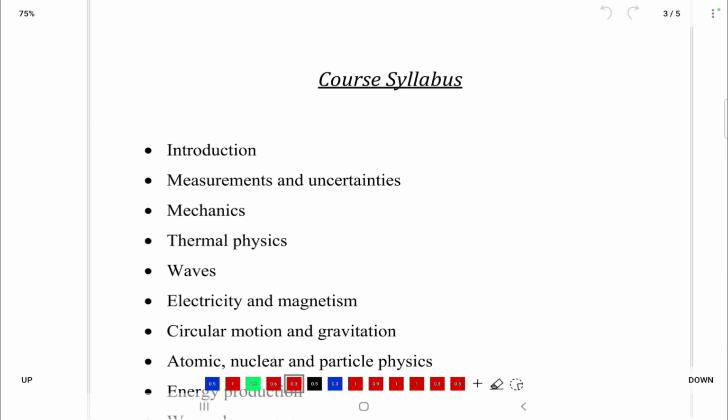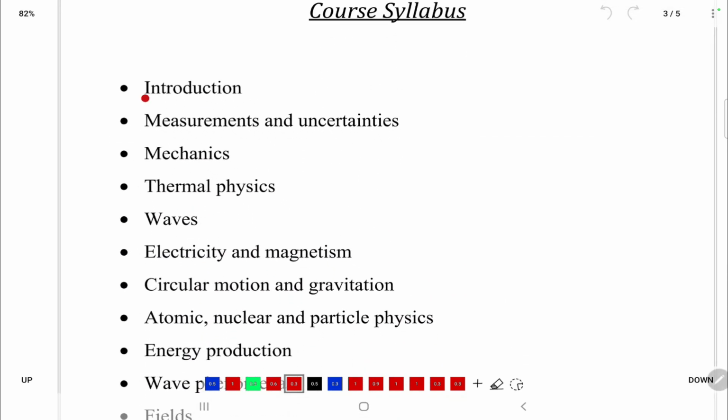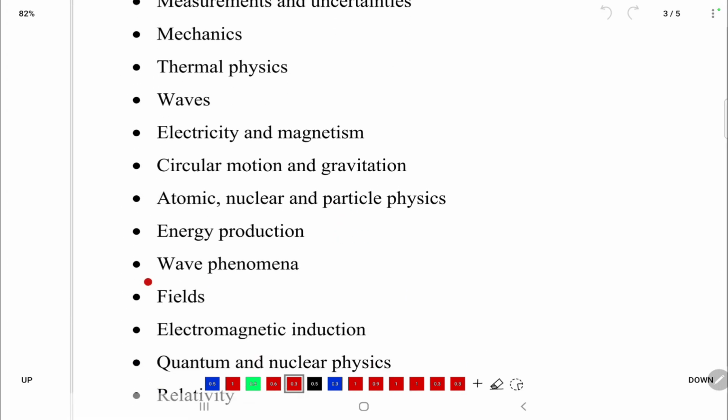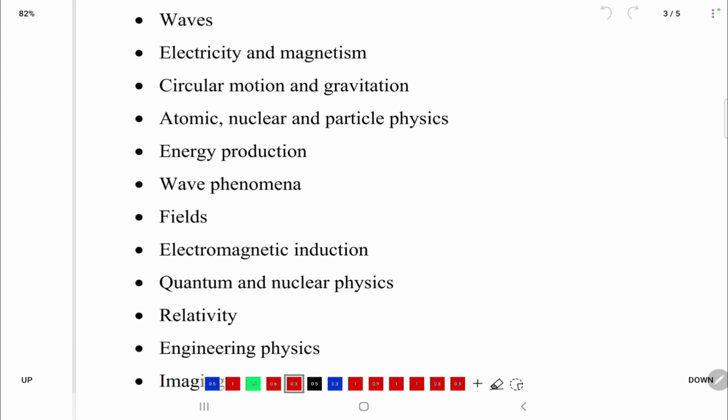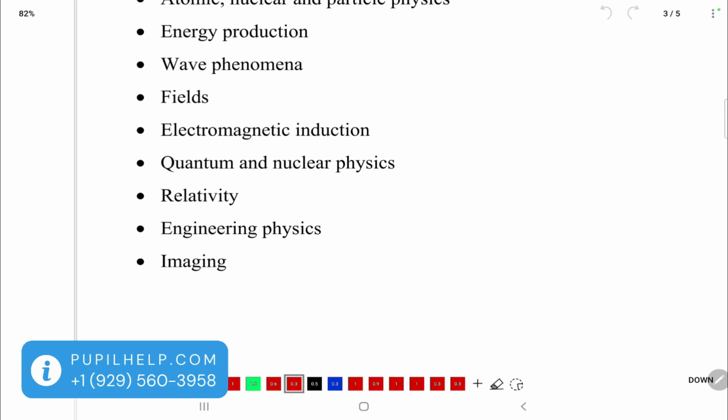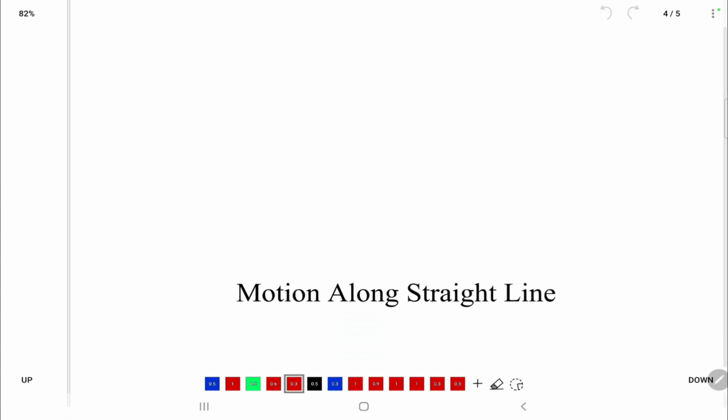Last session, we went through the course syllabus, which is: introduction, measurements and uncertainties, mechanics, thermal physics, waves, electricity and magnetism, circular motion and gravitation, atomic, nuclear and particle physics, energy production, wave phenomena, fields, electromagnetic induction, quantum and nuclear physics, relativity, engineering physics, and imaging.